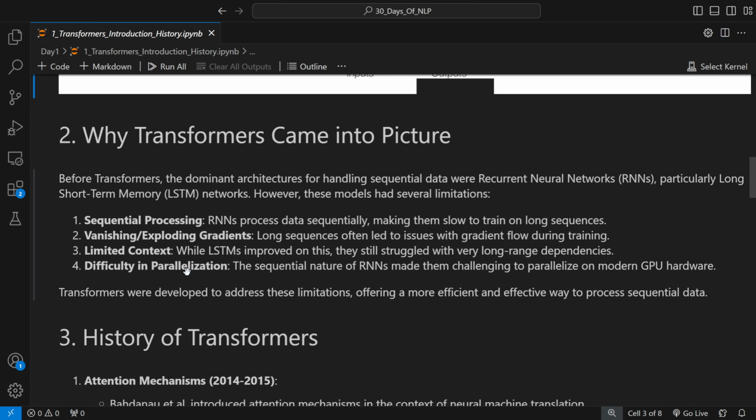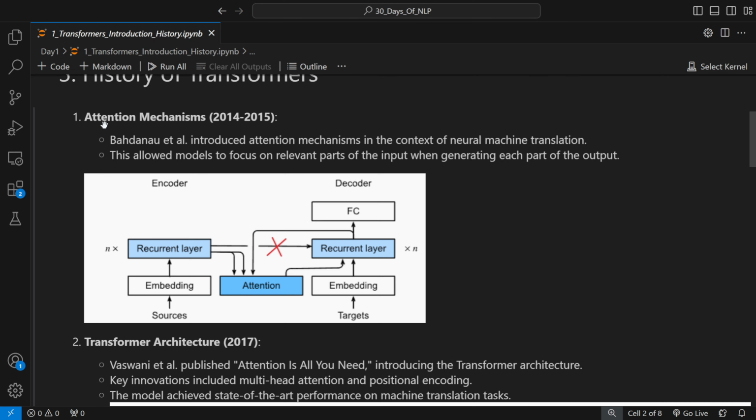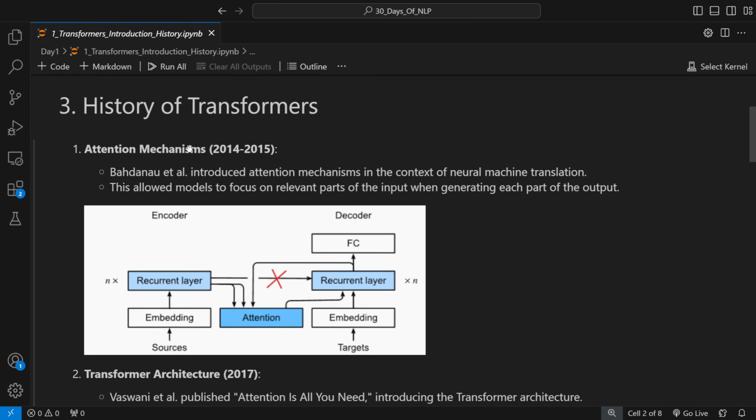Now we know what transformers are and why they came into the picture, but there should be a history, right? They should have some ancestor architecture from which they were derived. So the first one being RNN and LSTM, and then came the first paper which was using attention, which is Bahdanau attention. If you haven't covered that part, it is already covered in the previous prerequisite video. So please watch that. I've explained how Bahdanau attention works there.